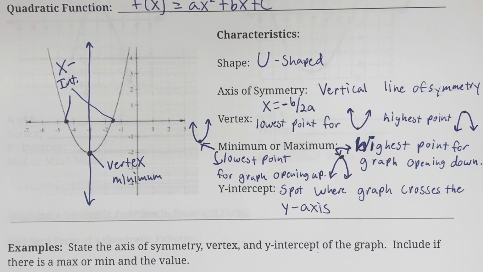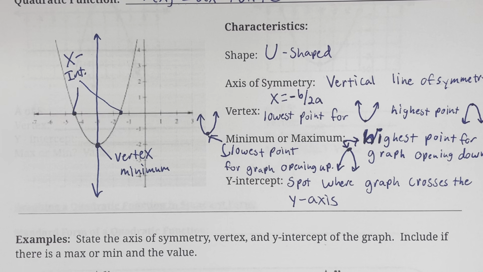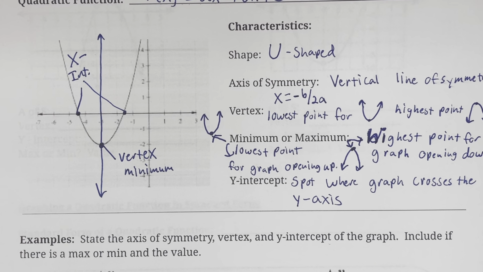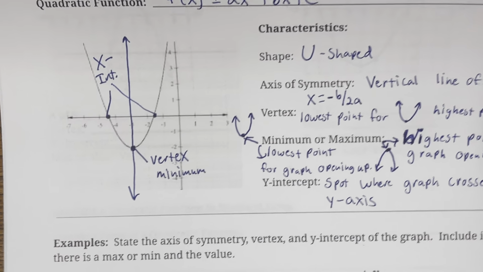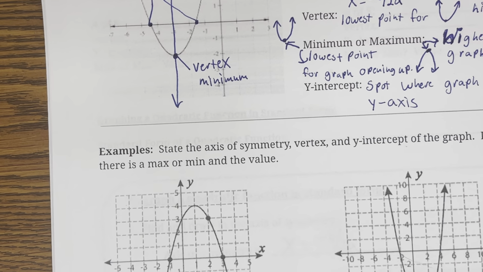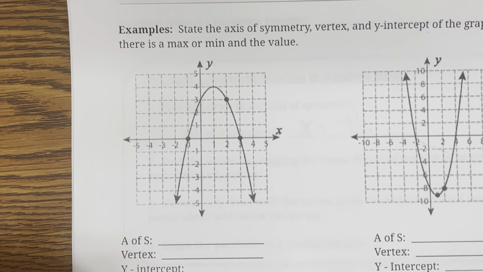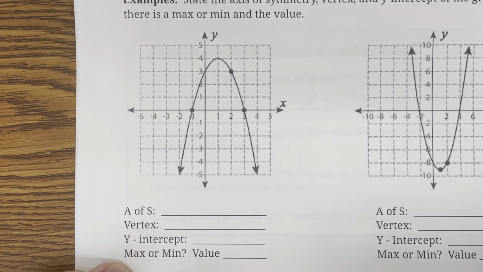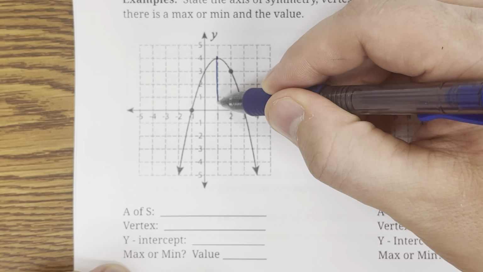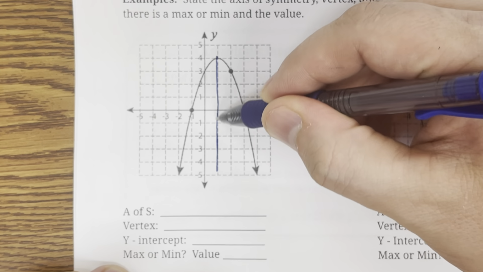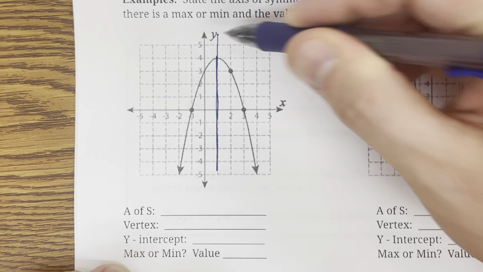So what we're going to do is start by just looking at some graphs that are already done. And we're going to state the axis of symmetry. That's going to be in the form x equals, because it's a vertical line. Then we're going to find the vertex and the y-intercept of the graph. And we'll include if there's a maximum or a minimum value. So here we go. First one, the axis of symmetry. So I'm looking here, all right, where it's going to cut it in half is right on this vertical line. Okay, it also goes through the vertex.